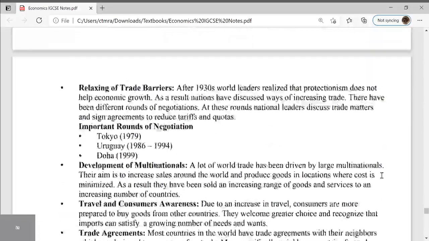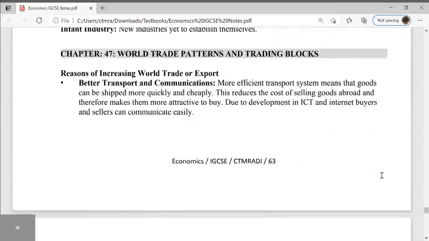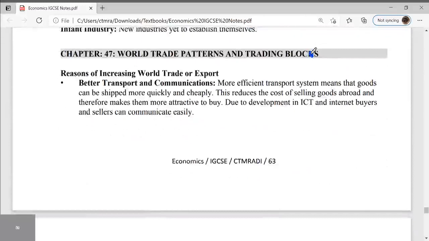So next we have world trade patterns and trade equilibrium. Okay. Because the spelling of block is wrong. Okay, it should be BLOCS. Okay, so we'll go to trading blocs later, but first let's go through the trading pattern.